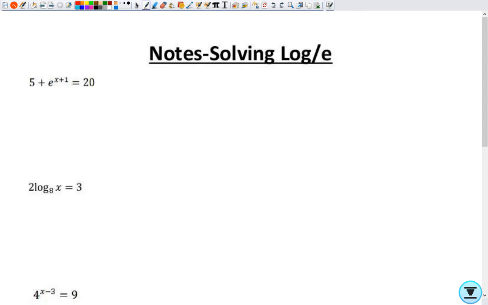Okay, so we're going to be doing logarithms, solving logarithms today. We did some basic ones yesterday. Today we'll move into a little more advanced. So let's look at our first one.